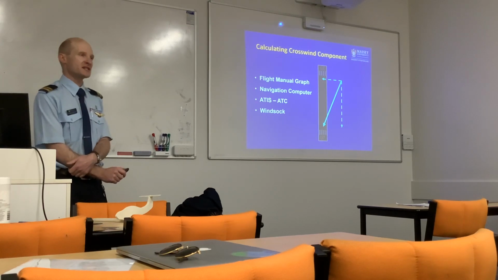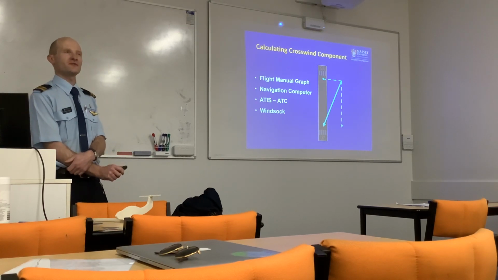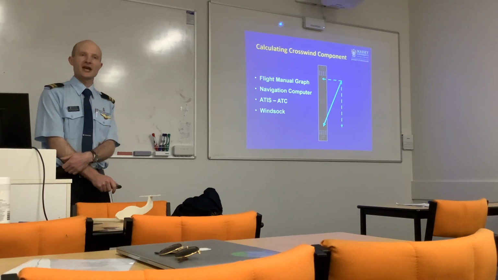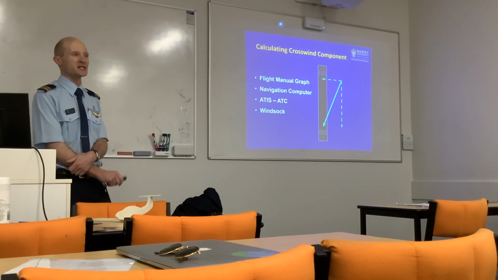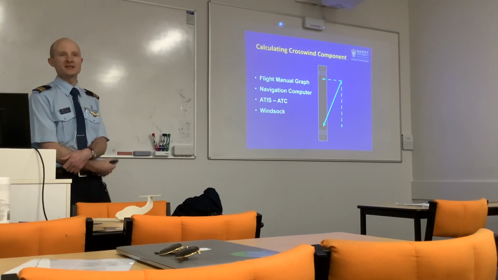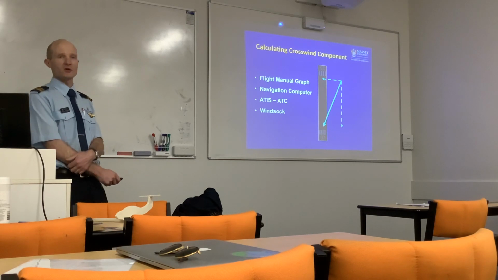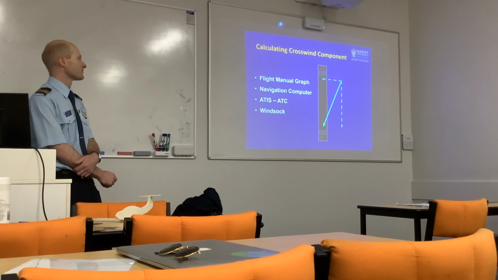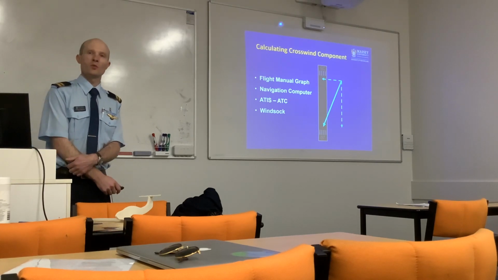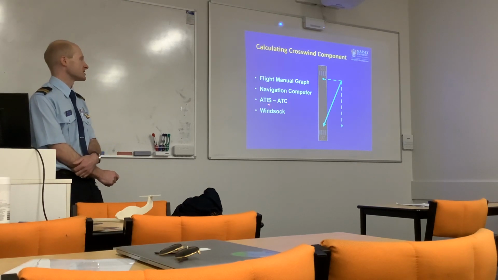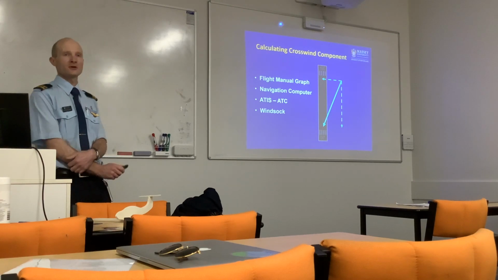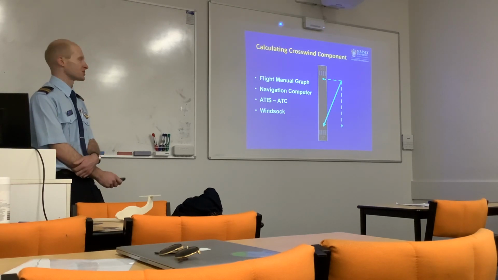ATIS will often state how much crosswind there is, but don't forget with the ATIS, sometimes it just gives you a mean or a max crosswind, not necessarily exactly what it is when you depart. And the ATIS isn't always updated as frequently as we might like, so that information might be out of date. So don't just use the ATIS alone. Or what we could do is ask ATC what the crosswind is doing. That's another idea. And the windsock. We need to become familiar with what the windsock might look like in different crosswind conditions.